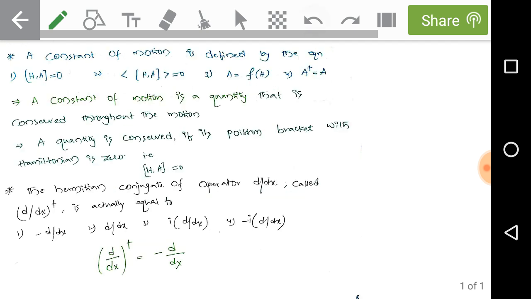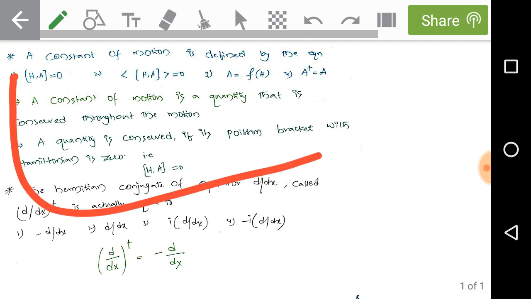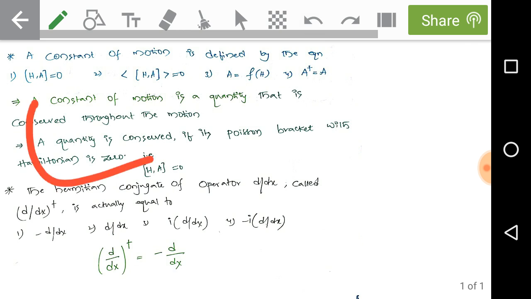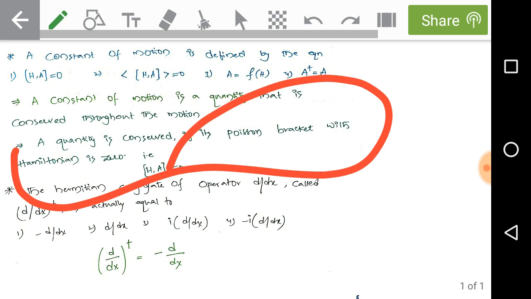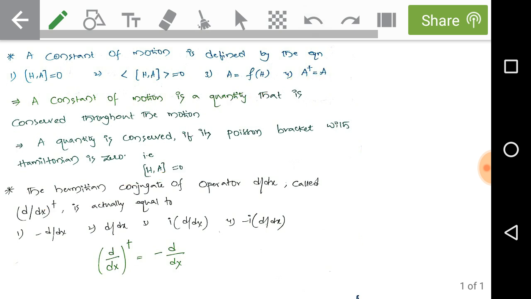Okay, yeah. Next one, a constant of motion is defined by the equation. So just observe the four options. A constant of motion is a quantity that is conserved throughout the motion. A quantity is conserved if its Poisson bracket with the Hamiltonian is equal to 0. So here the bracket with the Hamiltonian equals 0 in the second expression. So the second one is the correct answer.